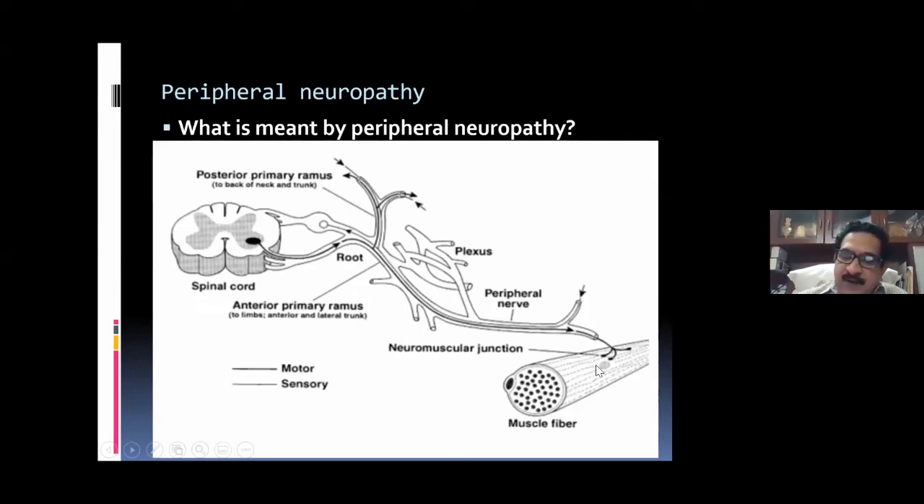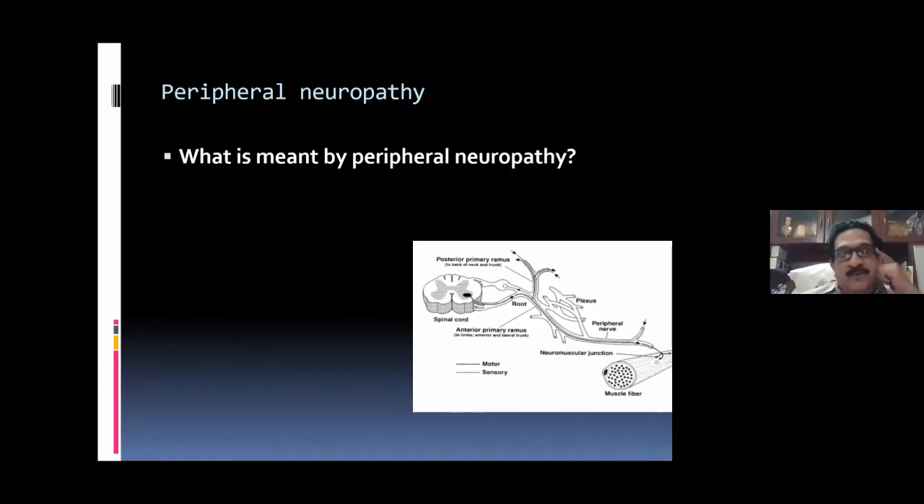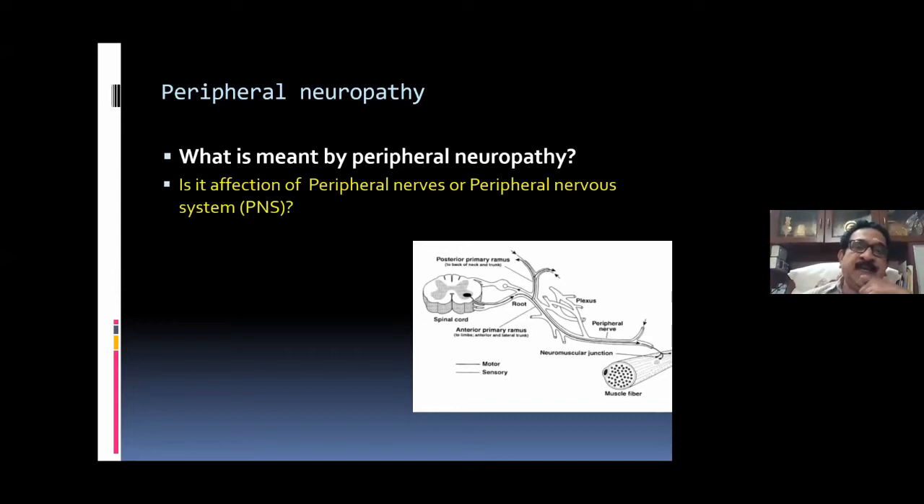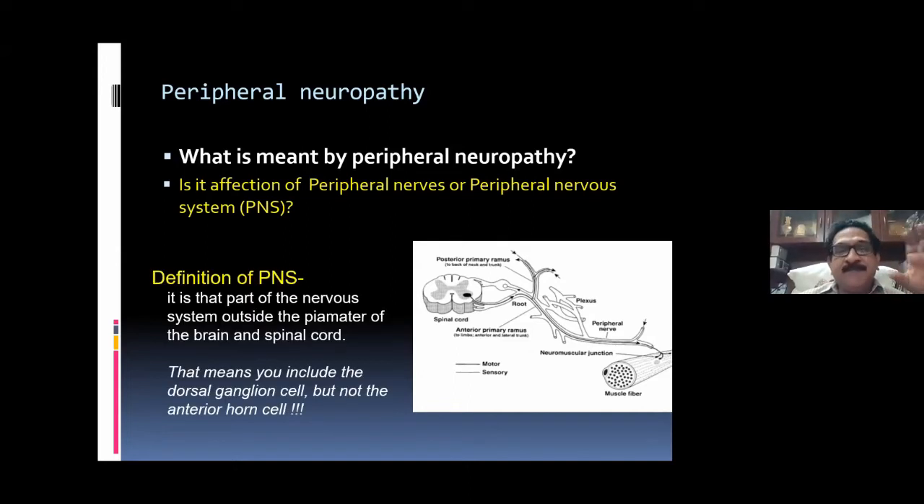Okay, if you ask me what is meant by peripheral neuropathy, I do not know, and I will tell you why I say so. Is it affection of the peripheral nerves or the peripheral nervous system? If you talk about the peripheral nervous system, it is that part of the nervous system outside the pia mater of the brain and spinal cord. That means that you include the dorsal ganglion cell, but not the anterior horn cell.